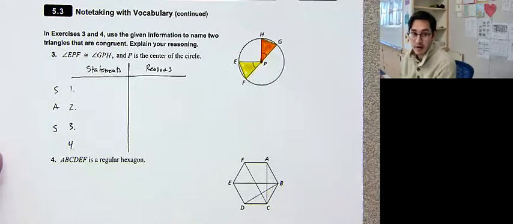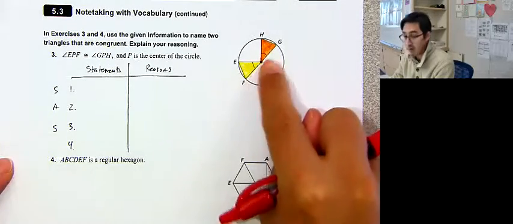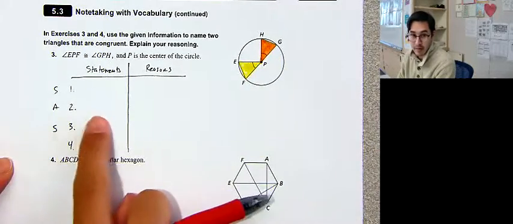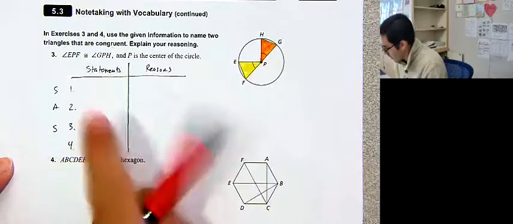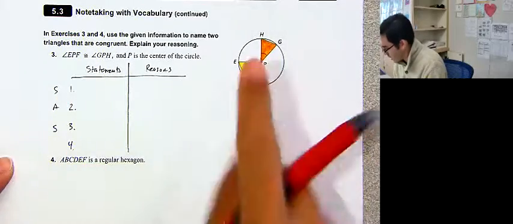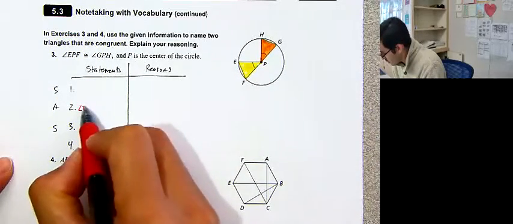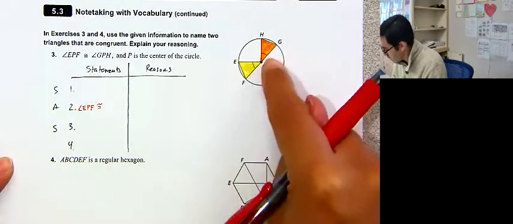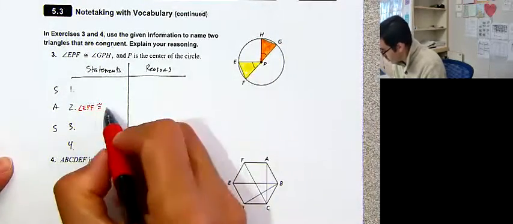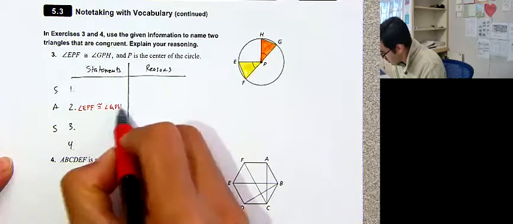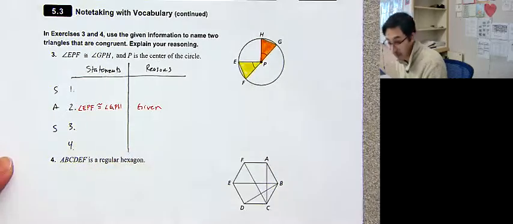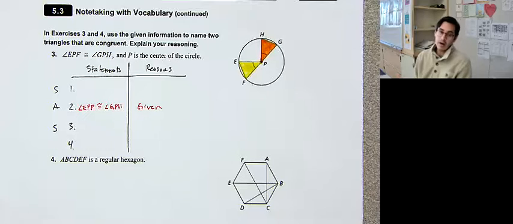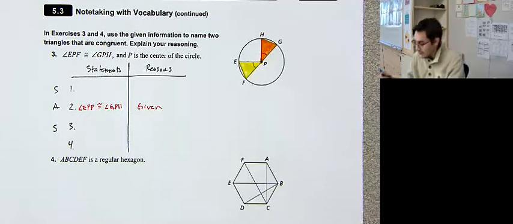So let's start by filling in a pair of angles that we already know are congruent. Angle EPF, which is the one in the yellow triangle, is congruent to angle GPH, which is the one in the orange triangle. And we can just write "given." All of our work really revolves around finding the pairs of congruent sides.